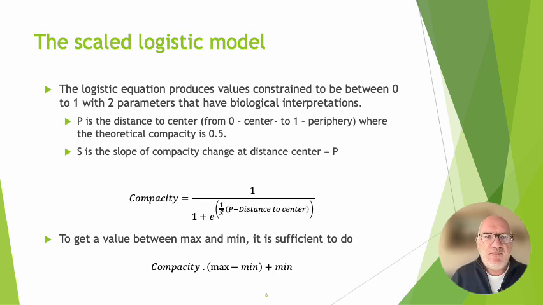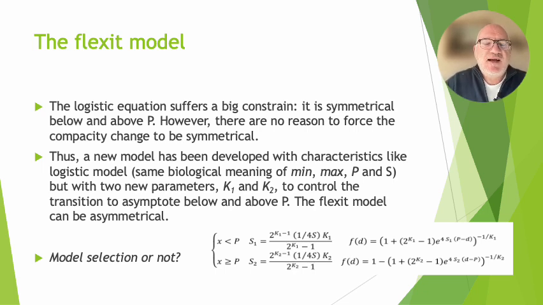However, there is still one problem. The logistic equation has a big constraint. It is symmetrical below and above P. However, there is no reason to force the complexity change to be symmetrical. Thus, we have developed a new function with similar characteristics to the logistic equation, but allowing to develop an asymmetrical pattern below and above the P value. This is the Flexit equation. The Flexit equation has very similar characteristics to the logistic equation, just it can be asymmetrical.